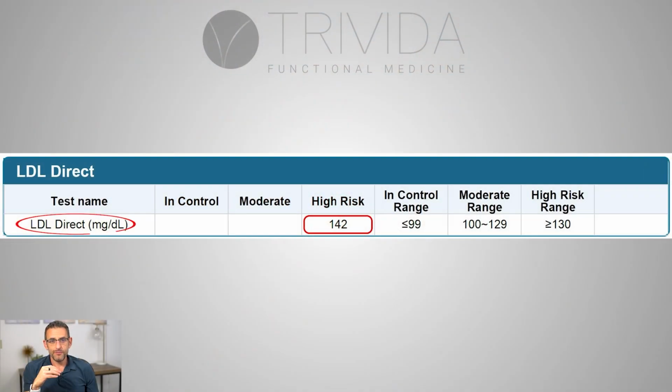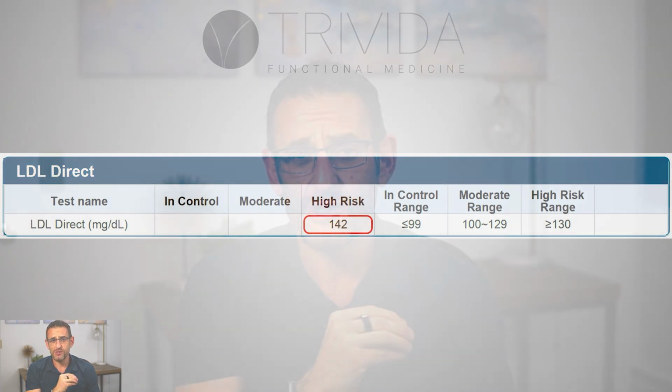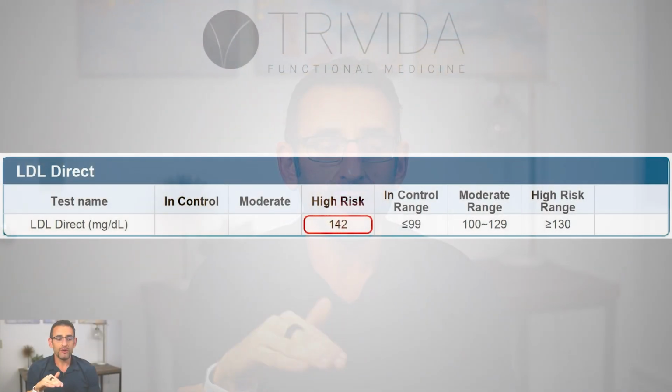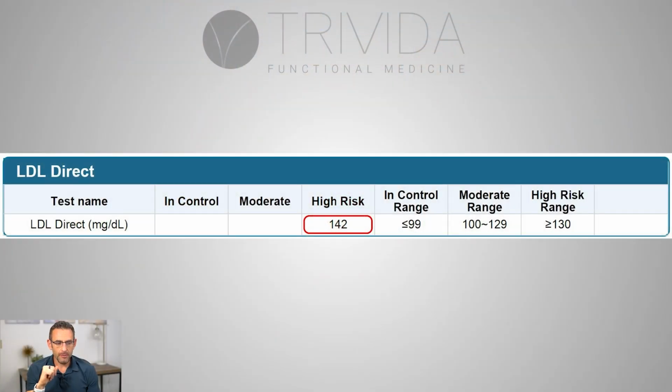LDL direct. So there's two types of LDL that you can test. You can test calculated LDL or LDL direct. And I prefer LDL direct because that's an actual count of your LDL, where LDL calculated is more of a calculation. And something I always say is, I don't like math in the human body. The human body is not black and white. Math is very black and white. It's numbers based. The human body is very shades of gray. So I want to make sure that whatever we're testing in the body is counted directly and not an equation. So LDL direct is the better test for LDL.